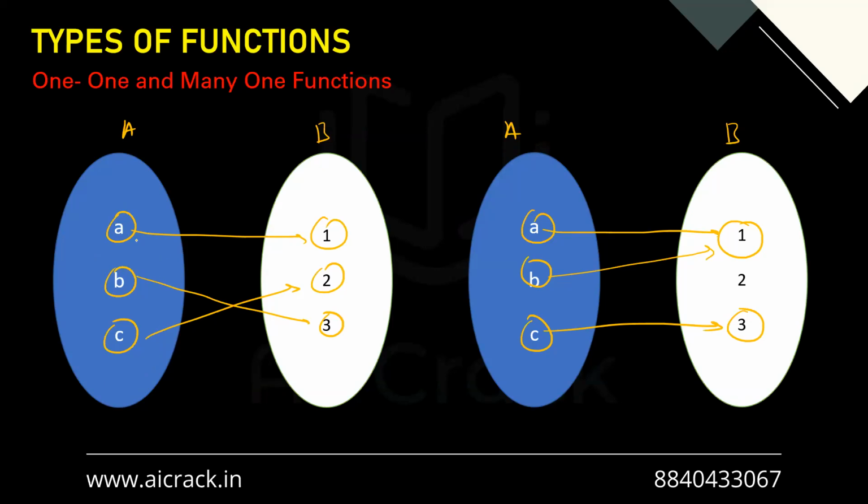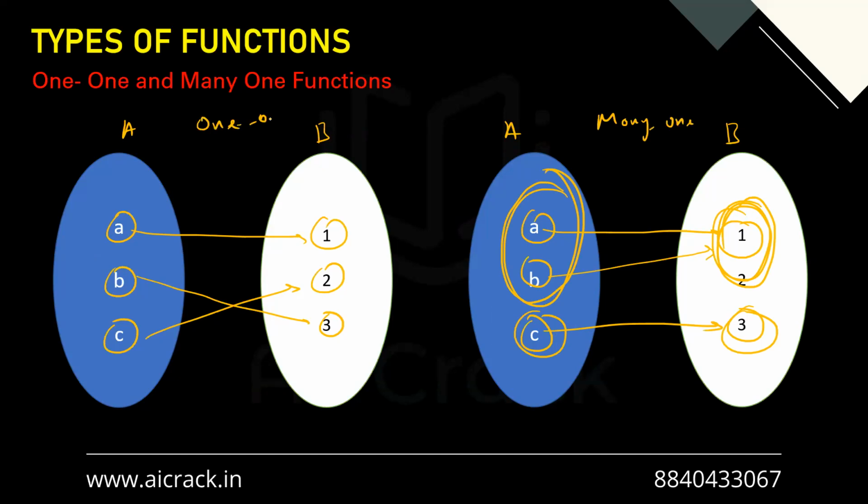We cannot have multiple inputs for a single output. But over here, what is happening? We have multiple inputs for one single output, right? Although we do have this case as well, where we have multiple inputs for a singular output. So this one is called a many-one function and this is called a one-one function.